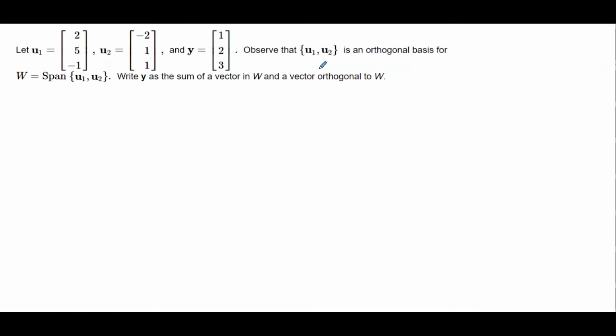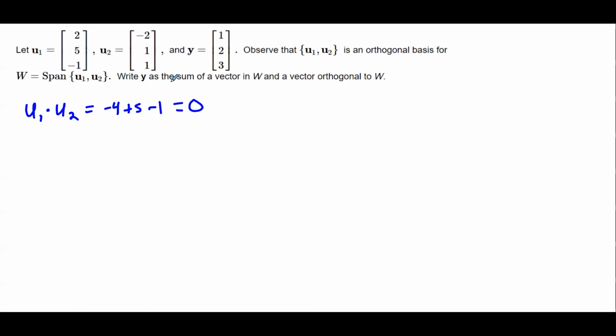All right, so in this example, I've got u1 and u2 and vector y. It says observe u1 and u2 as an orthogonal basis. Let's just check. We can't do the projection if u1 and u2 are not orthogonal. So we just need to find the dot product and see if it equals 0. The dot product of u1 and u2 would be -4 plus 5 minus 1. That is 0. So that means we're good to go.